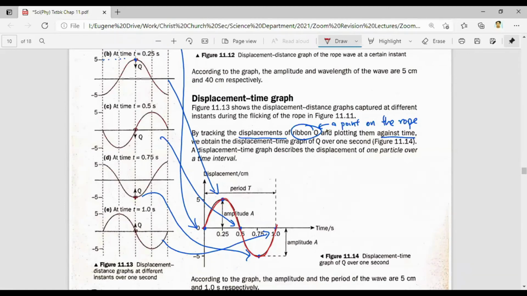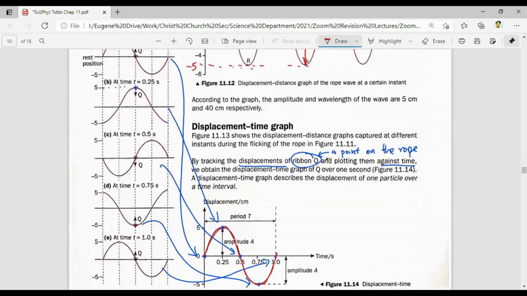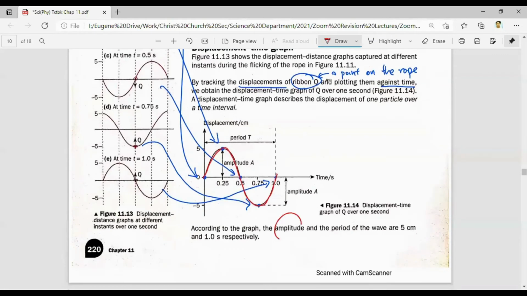So the question is, isn't the displacement distance graph enough already? Why do I need the displacement time graph? What can I get from it? What I can get from a displacement time graph is the concept of amplitude again, at the top also. So what's the difference compared to the displacement distance graph? The second thing I could get that's unique to this is the period. So what exactly is the period?